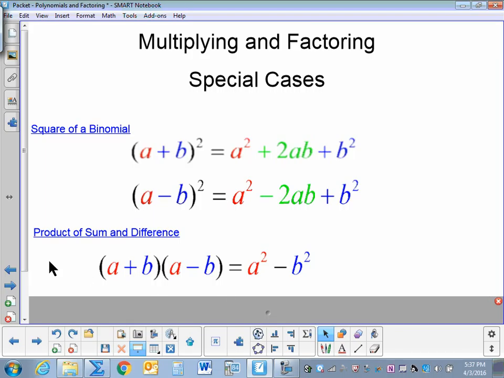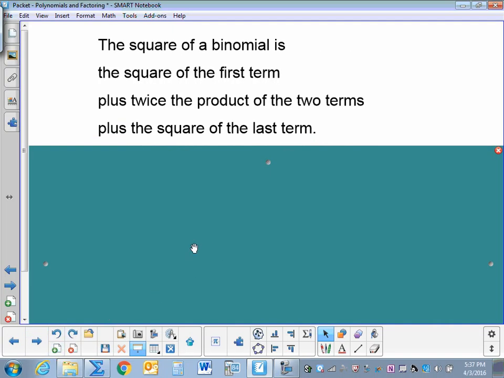We'll also be looking at the product of the sum and the difference, a plus b times a minus b. This is the pattern or the rule for those types of binomials. So we're going to first start by giving some words, and then we'll translate it into symbols, and then we'll solve some problems. So the square of a binomial is the square of the first term plus twice the product of the two terms plus the square of the last term.